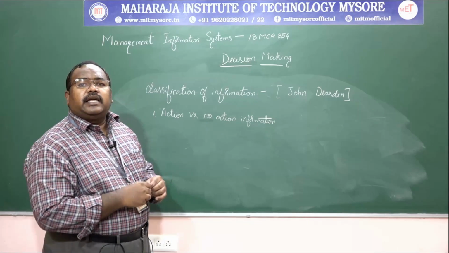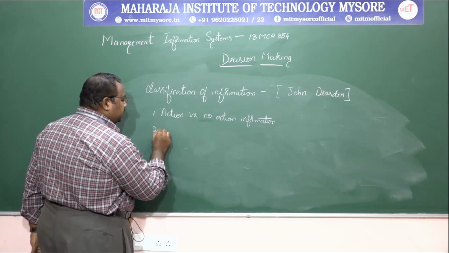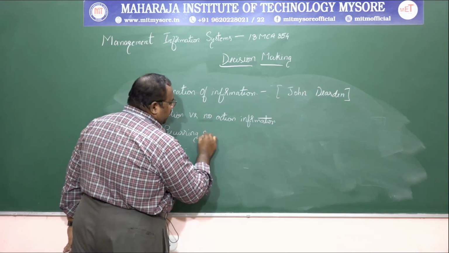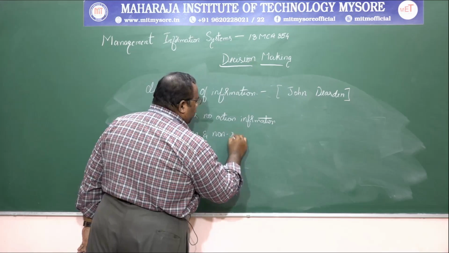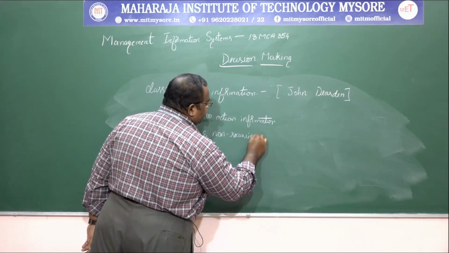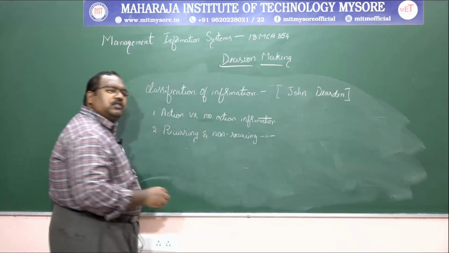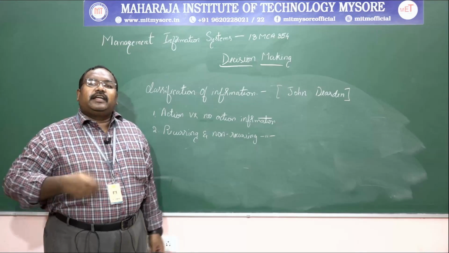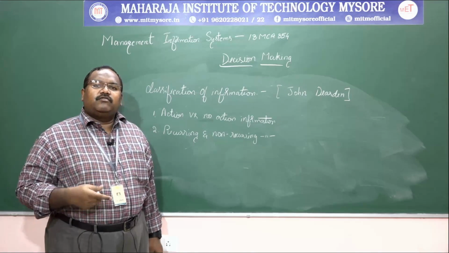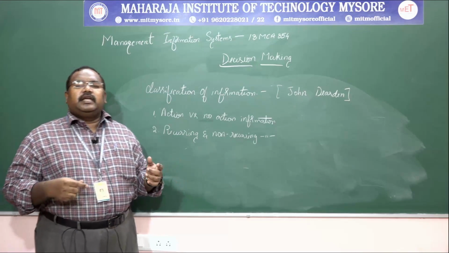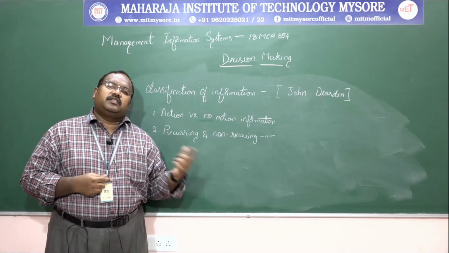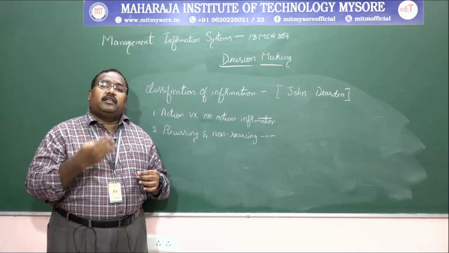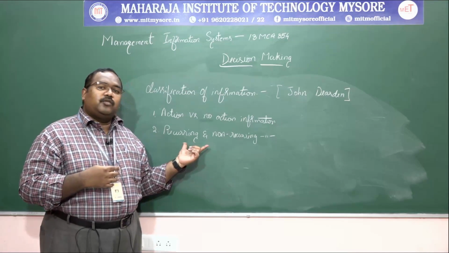The second one is recurring and non-recurring information. You know the meaning of recurring, which happens repeatedly. We have seen this in the recursive function. The information generated at regular intervals is said to be recurring information, like the monthly income or the periodic status of an organization. All these things are said to be recurring.